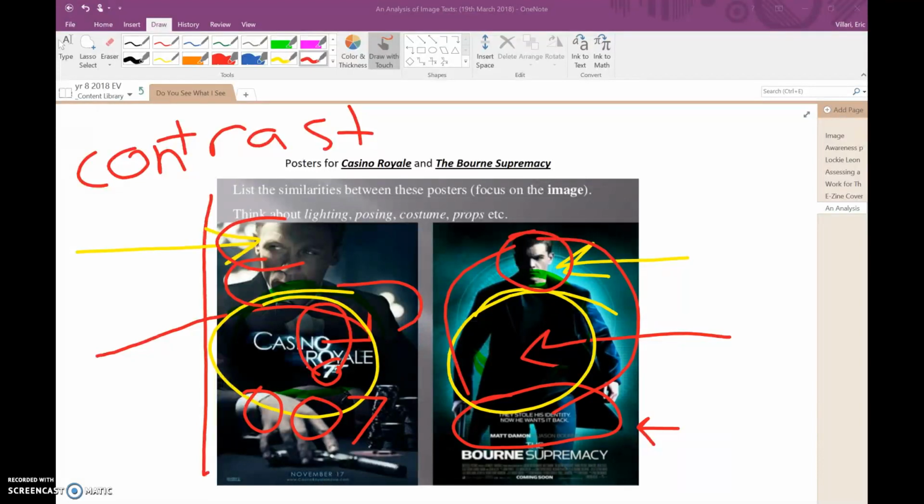So the term for this use of light and dark, it actually goes back to painting, and it's an Italian term, which is chiaro, it's one word, chiaroscuro.